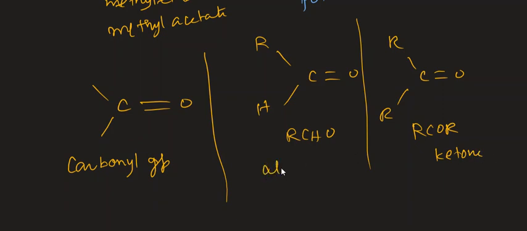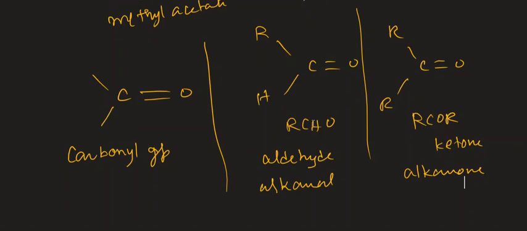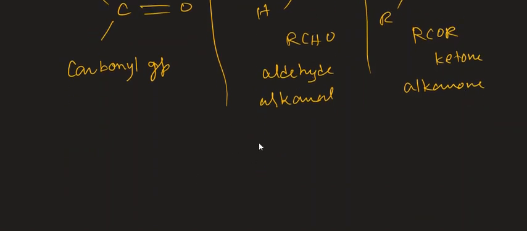What about this? This is an aldehyde. And how should it be called? Alkanal. And what about this? Alkanone. You have to include the number of carbon atoms present in the chain also. So as I already mentioned, suppose it is CH3CH2CHO, how do you call it? CH3CH2CHO. How to call it? 1, 2, 3. So propanal.